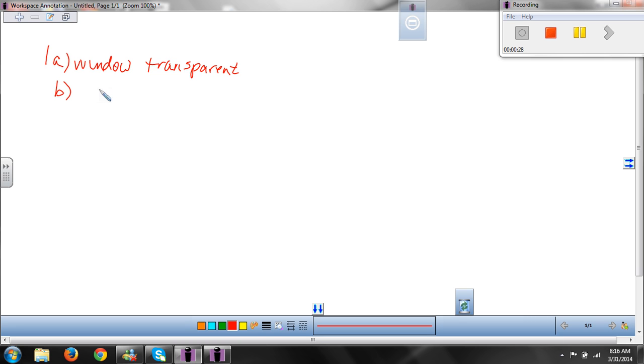A frosted bulb, light bulb actually, is translucent. Frosting keeps it from being transparent. Letter C says a neon sign. The key says translucent, but I don't know.